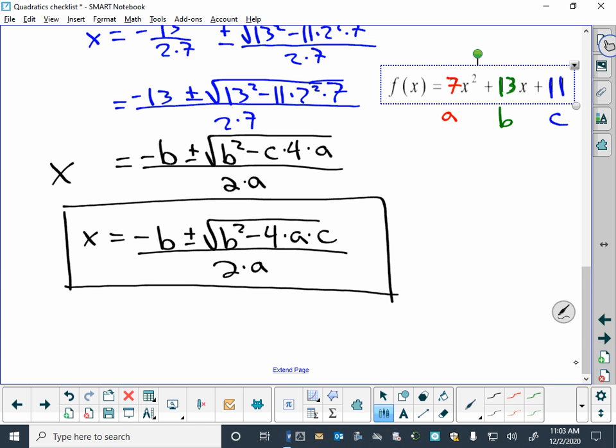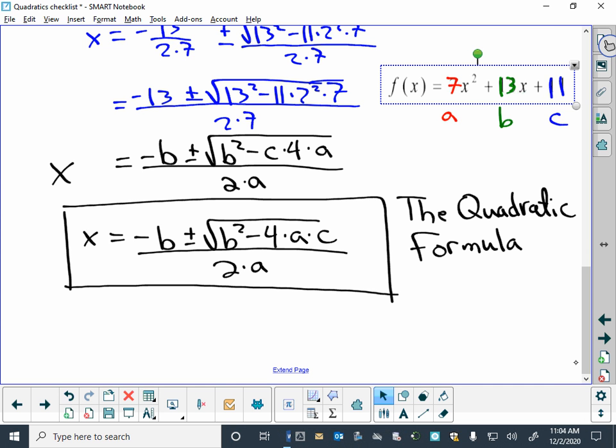Okay? This was done a very, very long time ago. It's very, very well known. It is called the quadratic formula. And this is a way, a shortcut, if you will, to find the x-intercepts when the equation that you have is in standard form.